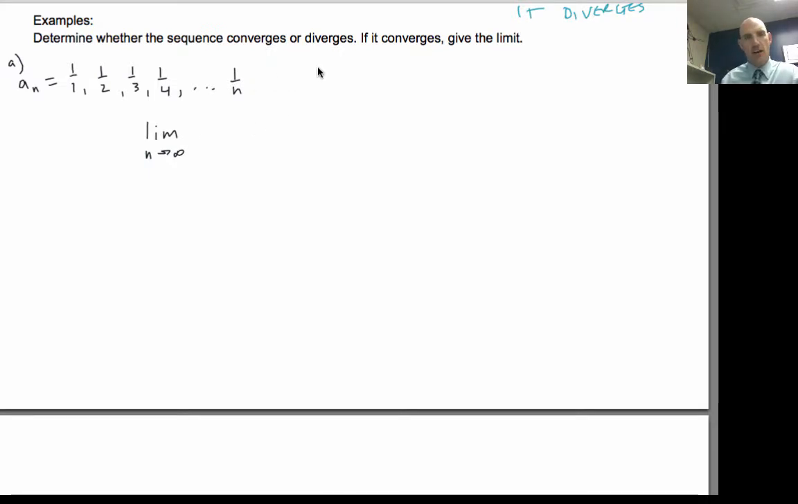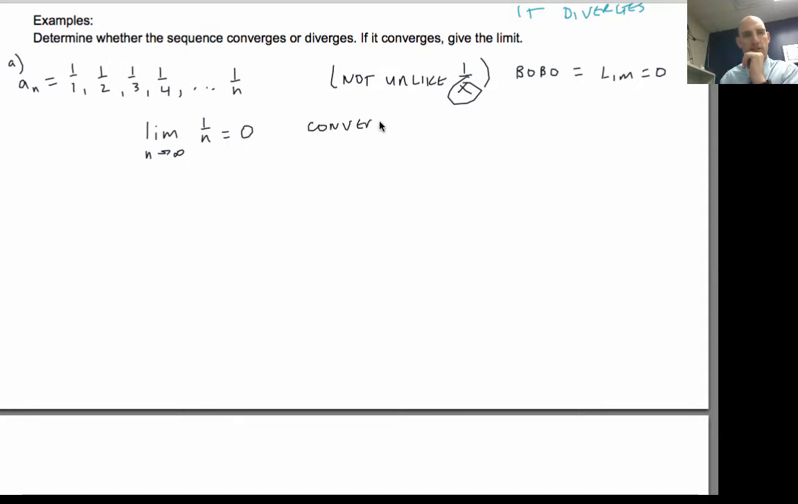And this isn't unlike 1 over x, right? So that would be bigger on bottom, right? Because my exponent on the bottom is bigger. So Bobo means that my limit equals 0. Actually, there's an asymptote at 0, but the limit is 0. So the limit as n approaches infinity of 1 over n, and this is exactly how you'd write it, is 0. So that means it's convergent. It converges to 0.